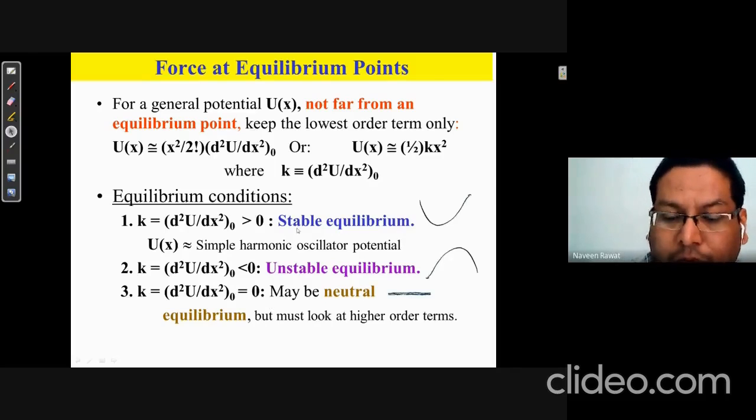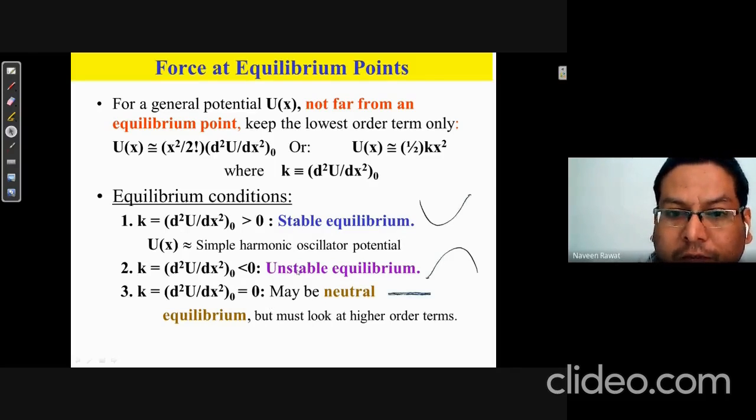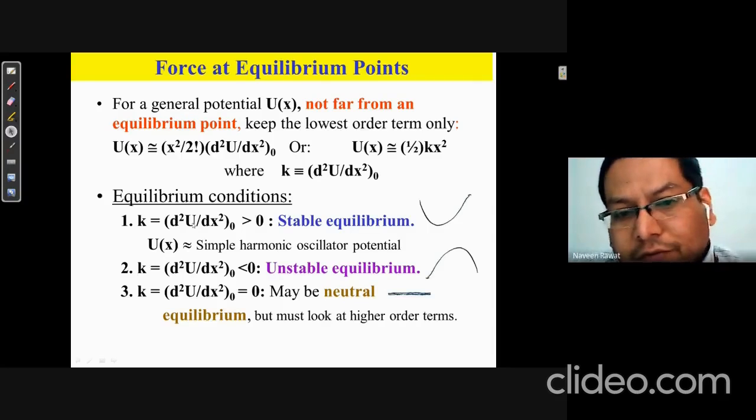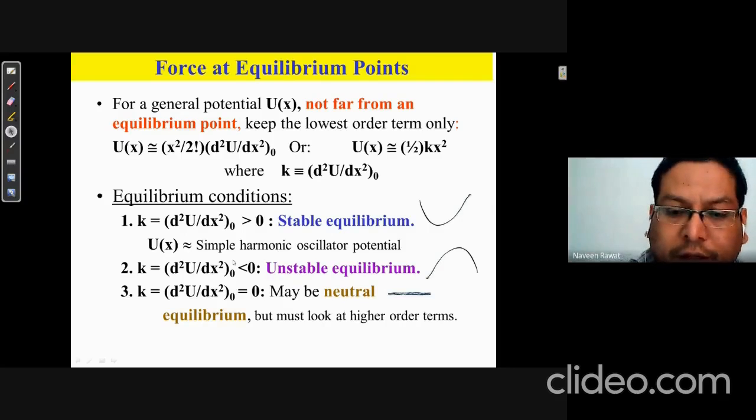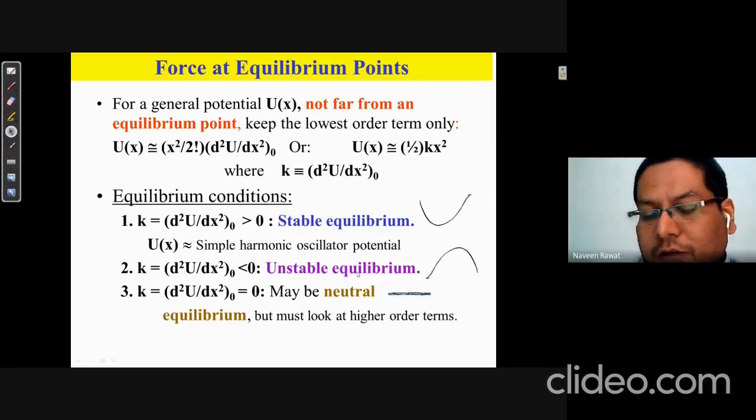But at least for problems that ask you whether it is a stable or unstable equilibrium, you have to calculate the double derivative, and from the double derivative you can find out whether that particle is in a stable condition or in an unstable equilibrium condition.